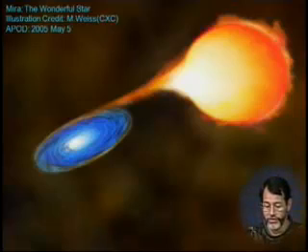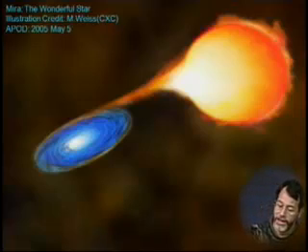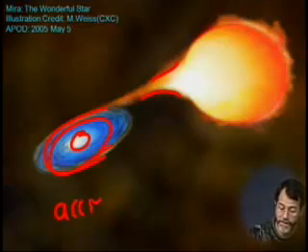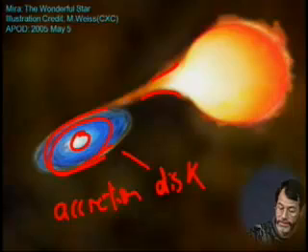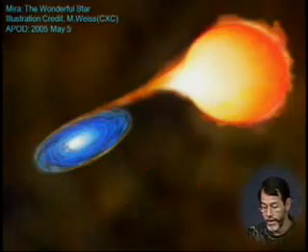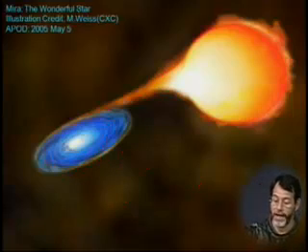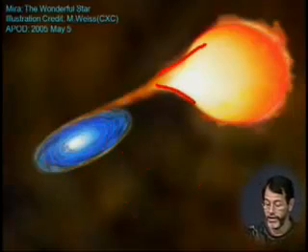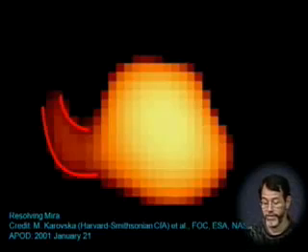This time it's an artist's illustration which shows that Mira actually has part of its surface being pulled off, circling another star in an accretion disk. So this is called an accretion disk. This other star is pulling mass off of the brighter Mira star and going around there. This is why Mira might look strange. Here is part of the stuff being pulled off; we can actually image that, as we saw before.